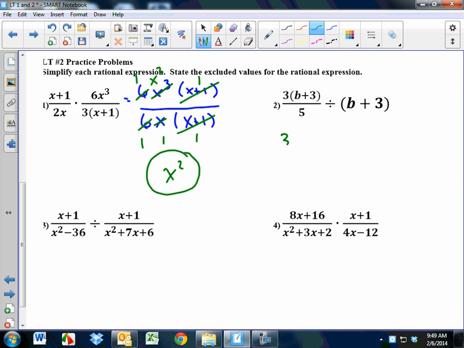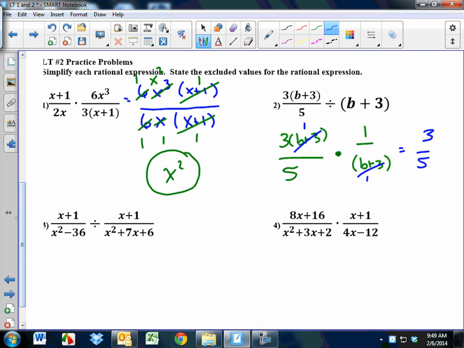Division, you multiply by the reciprocal. So multiply by, flip the b over b plus 3 to the denominator. And now I'll cancel on the diagonal for this one because the b plus 3 factor on this diagonal and that diagonal reduced to 1. And we get 3 times 1 times 1, 3 over 5 times 1, 3 over 5.